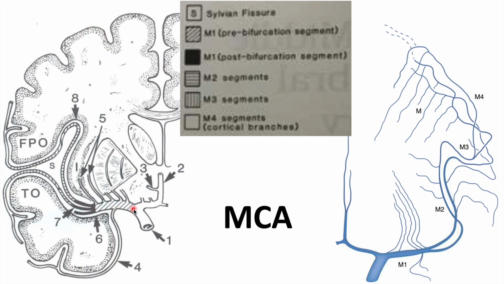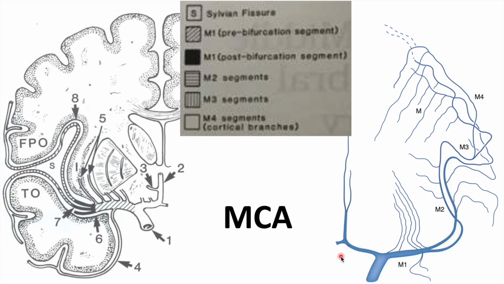You can call it the pre-bifurcation segment and post-bifurcation segment of M1, but from the genu onwards, as it goes into the sylvian fissure right to the peak, this is the M2 segment, and from the top of the sylvian fissure when it starts going down, this is the M3 segment, and when it goes onto the cortical surface, this is the M4 segment. So these are the various segments of the MCA.